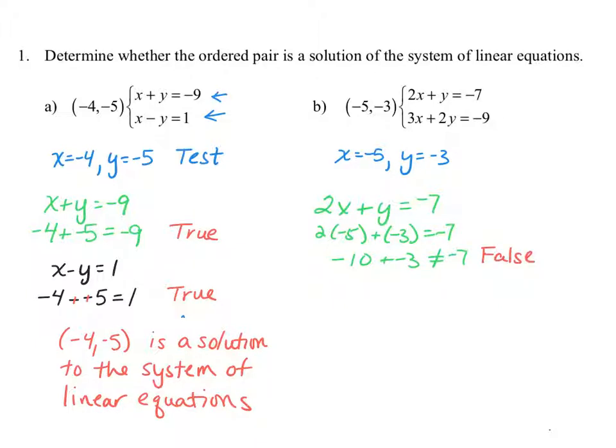It is not a solution to the system of linear equations because that particular point is not true when we substitute. So it's not necessary to check the second equation, because we already know that it's not a solution to the first equation, so it cannot be a solution to the system of equations. So we say (-5, -3) is not a solution.